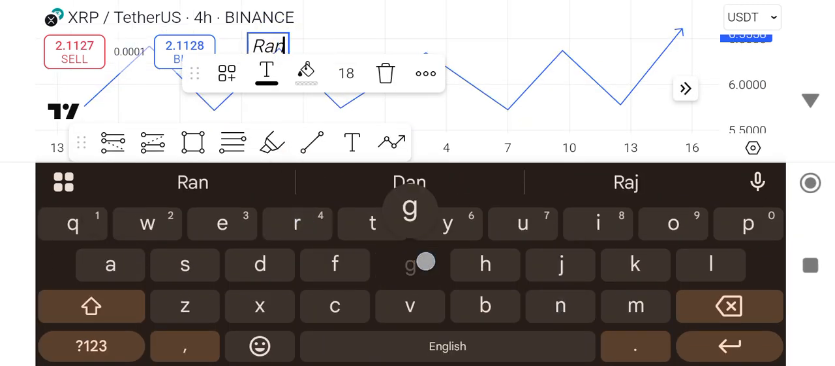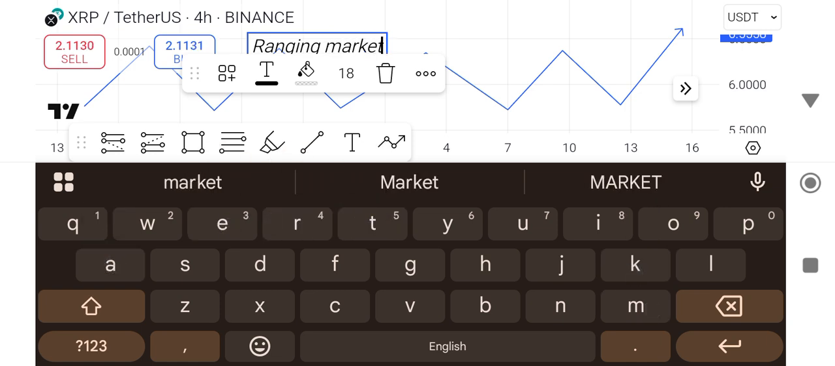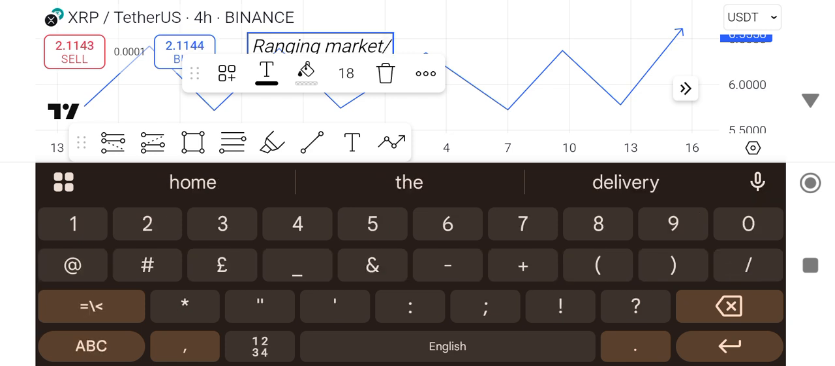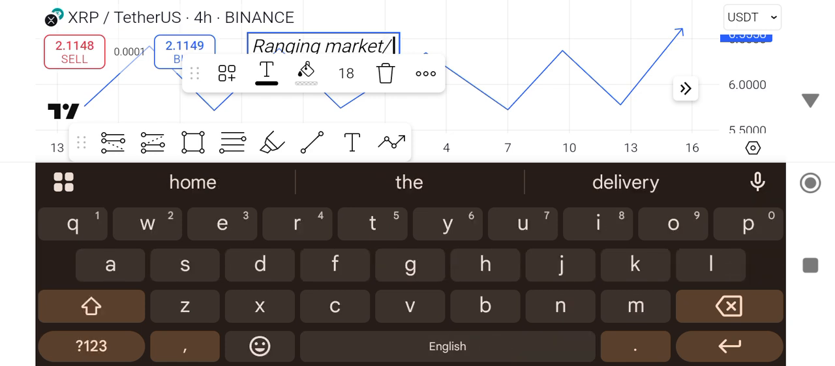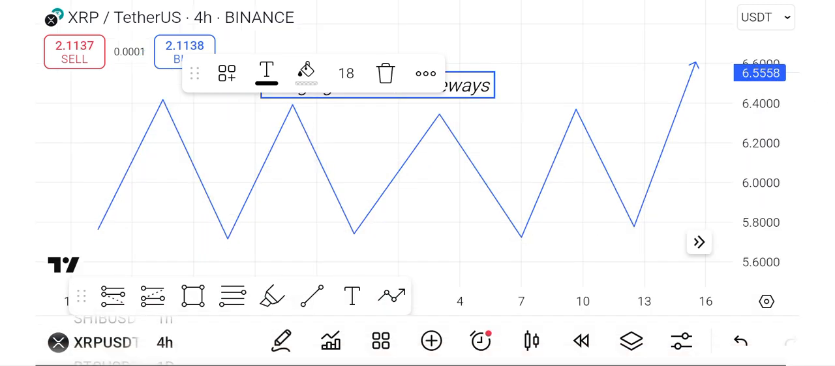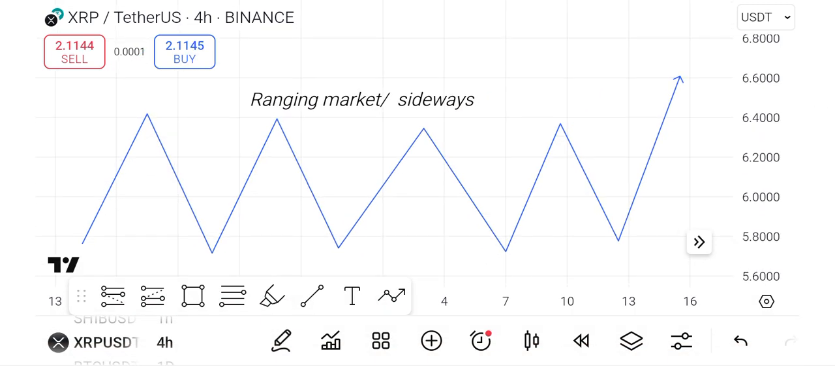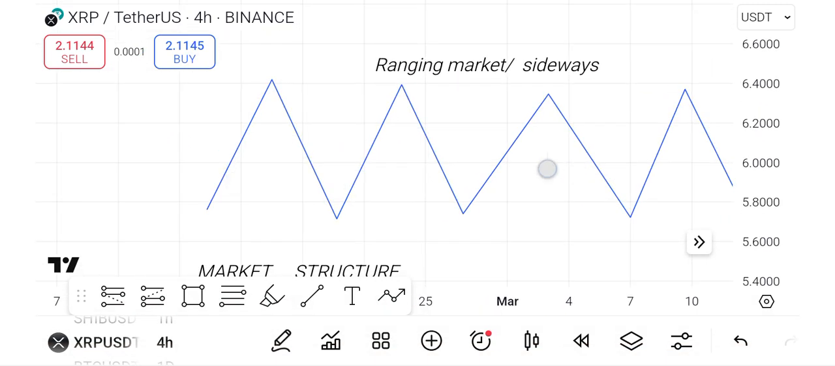Ranging market. Or sideways. Or you can call it sideways. Some call it sideways. Some call it ranging. That's just it. So this is it.